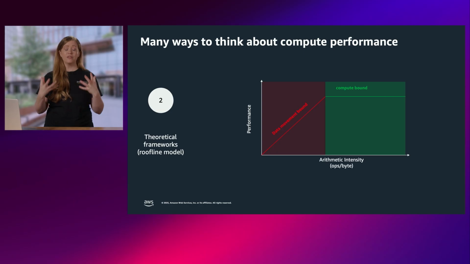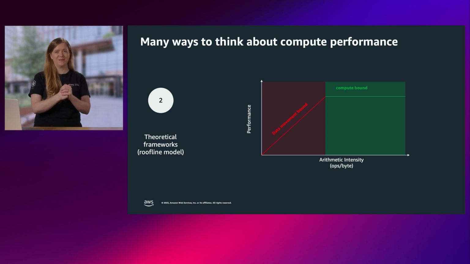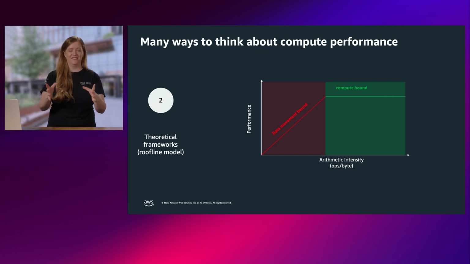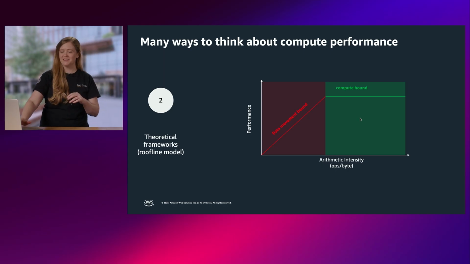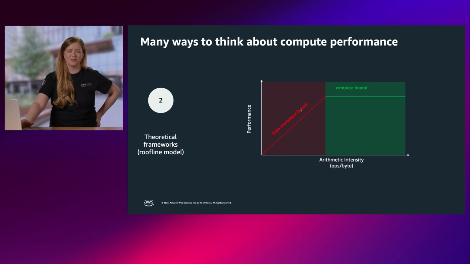All right, the next way to think about compute performance are theoretical frameworks, and here we call this the roofline model. Why do you think we call this the roofline model? Any guesses? Well, I hope you can see that it's because this actually looks like a roof. So that's why this is called the roofline model. Let's try to understand this graph a little bit.